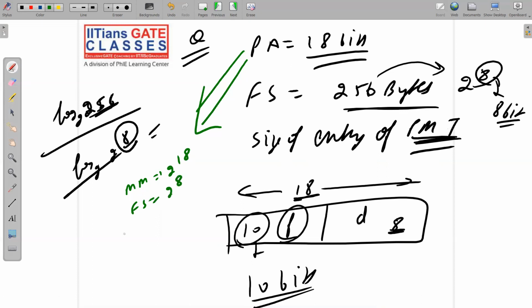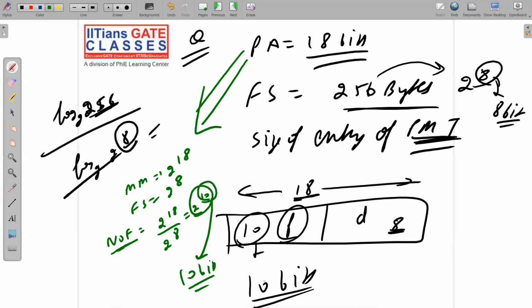So size of entry means you just want to find the number of frames. So number of frames will be what? Main memory size divided by frame size. 2 power 18 divided by 2 power 8, you will get 2 power 10. So number of frames are 2 power 10 and we need the number of bits needed, so that will be 10 bits only. And this is what we got here. So there are many ways to solve questions. Whatever way suits you, you can take that. According to me, this was very easy. Take the snapshot. I will jump to the next slide now.